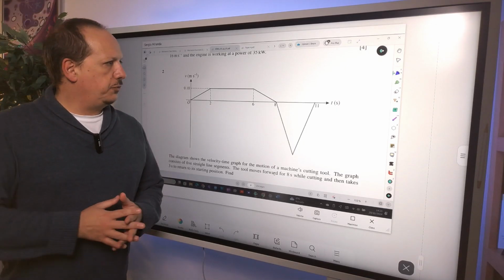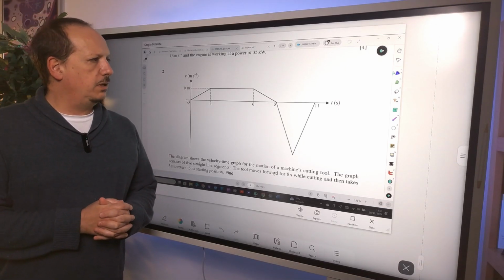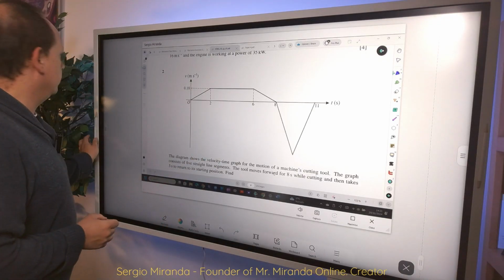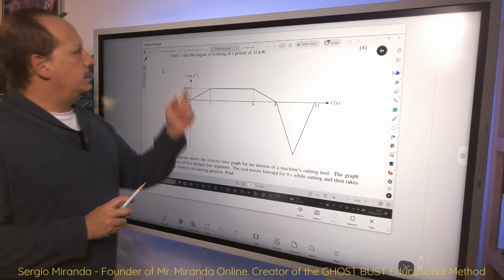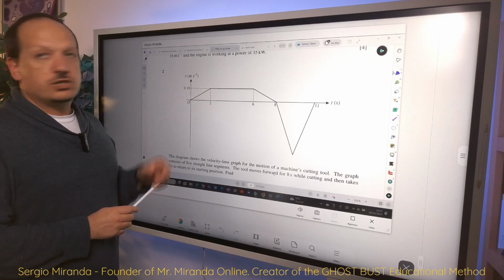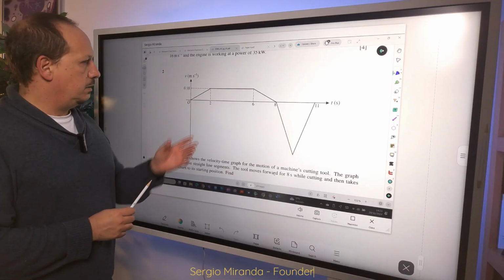Let's look at the first of a couple of exam questions about motion graphs for constant acceleration. The first one is this one. It's from the Spring 2010 exam, paper 41, question 2. And the question is this.